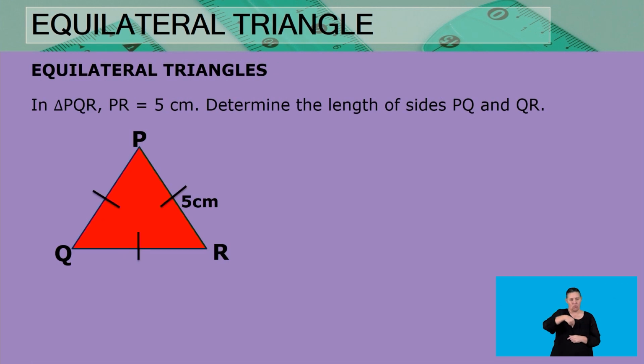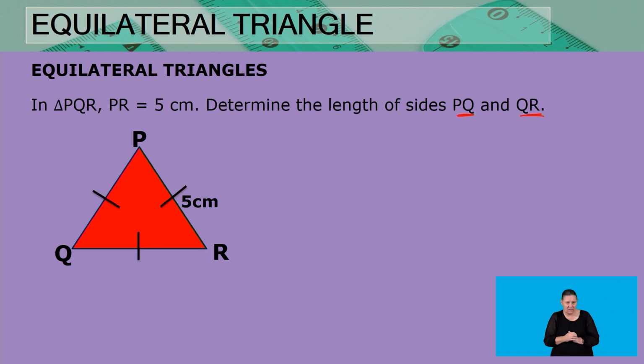In triangle PQR, PR is equal to 5 centimeters. Determine the length of sides PQ and QR. Now, if we look at the triangle that we have been given, we are given information that side PR is 5 centimeters. But something more is given in this diagram. We are shown that PR is equal to PQ, and that is equal to QR. So we are shown there that those three sides are equal.